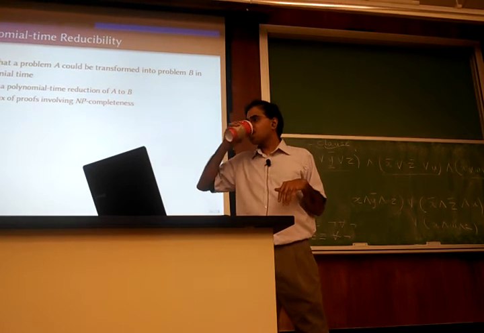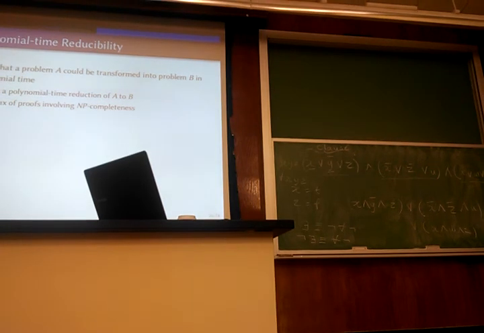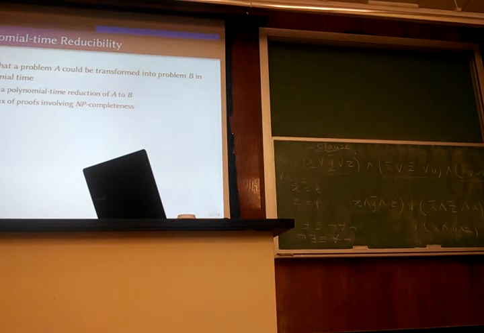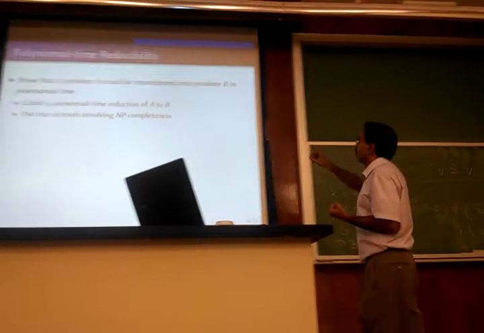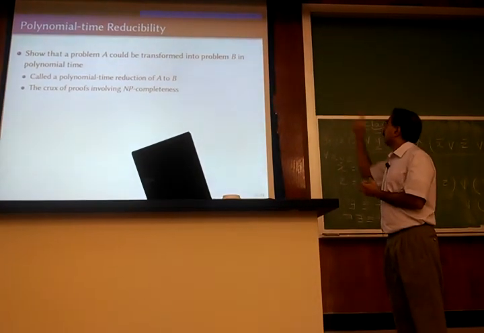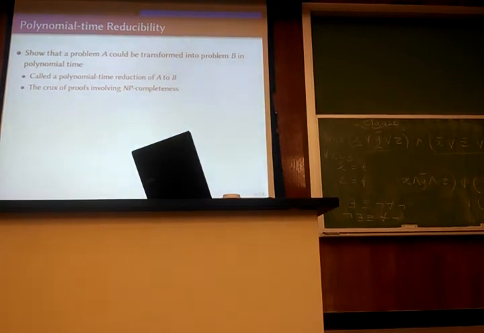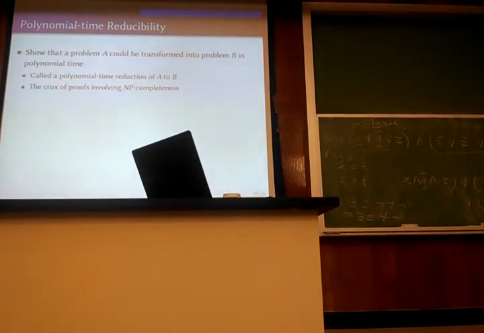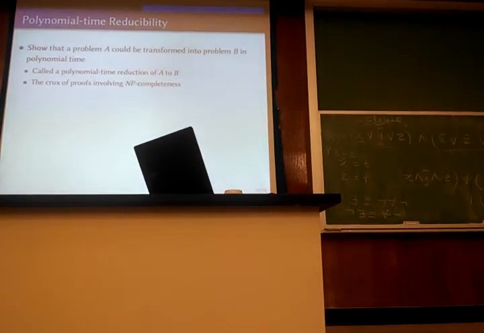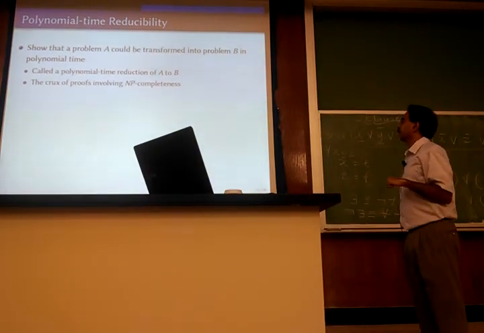Like I just said, the way we think about hardness of problems is by trying to reduce one problem to another problem. Suppose I have a solution for a problem B. Then I can use the solution to solve a problem A if I could transform an instance of problem A into an instance of problem B. Okay, so this is the notion of polynomial time reduction.